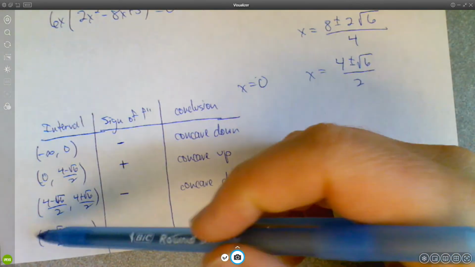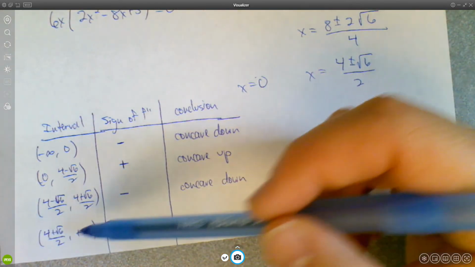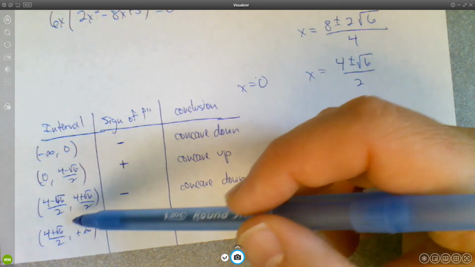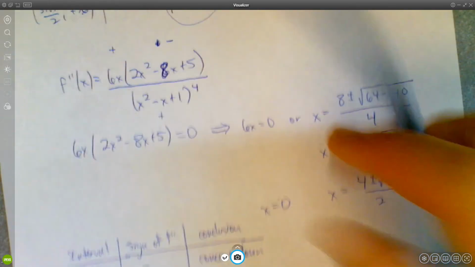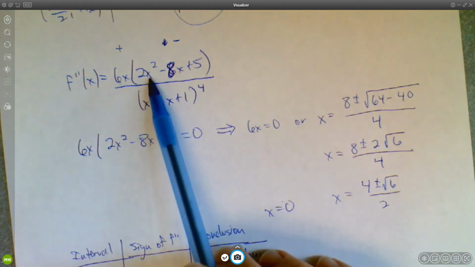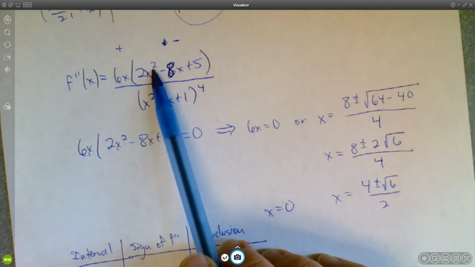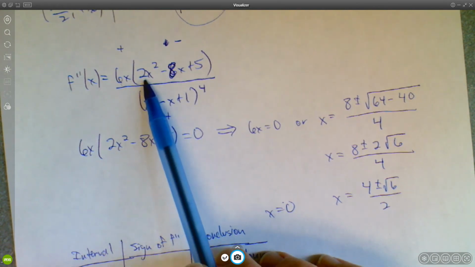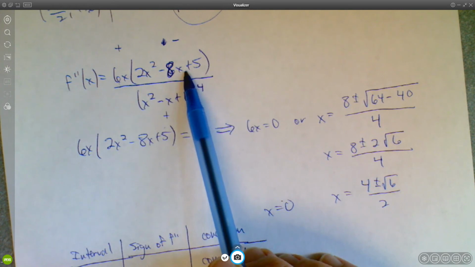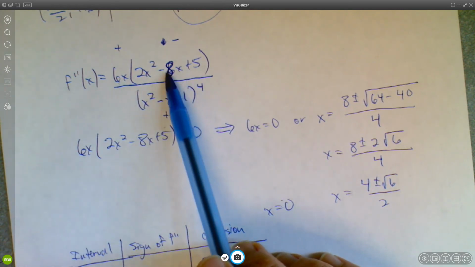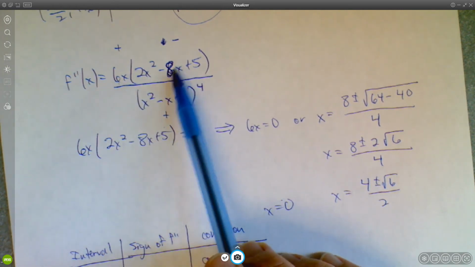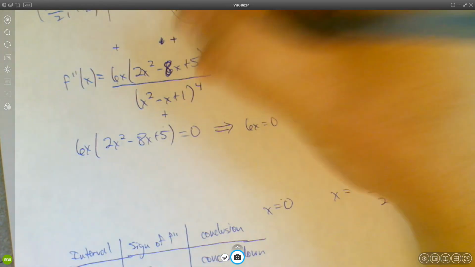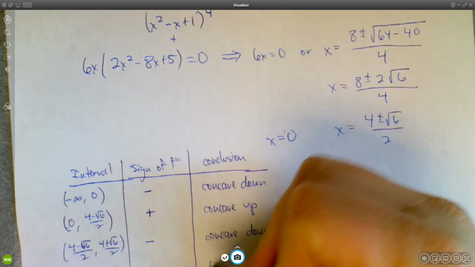Okay, and then finally something bigger than 4 plus root 6 over 2, that's again about 3.22. So if I plug in like 4, then it's going to be positive. Here I'm going to be 4 squared is 16 times 2 is 32, and then 8 times 4 is 32. 32 minus 32 is 0, but then plus 5 is going to be positive, so it's positive again. So concave up.